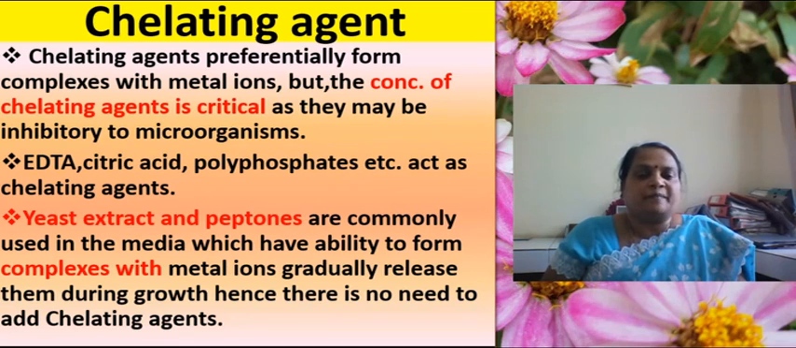Yeast extract and peptones are commonly used as medium components, and these have the ability to form complexes with metal ions, gradually releasing them during growth. Hence, there is no need to add chelating agents. If the medium contains yeast extract or peptones, then these themselves are the chelating agents, and therefore there is no need to add any other chelating agent into the fermentation medium.